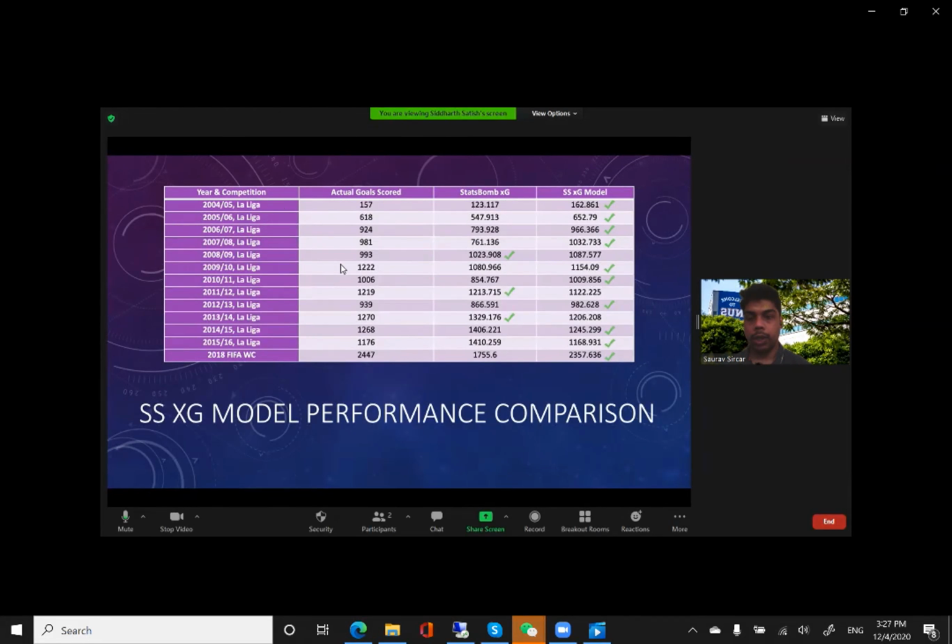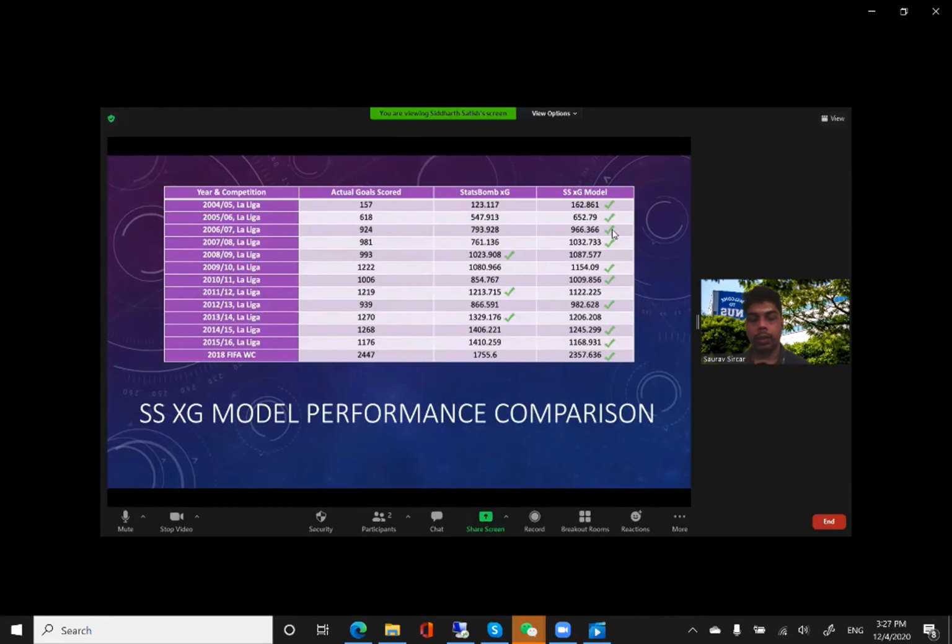The first column in the table talks about the actual number of goals scored from all the shots taken on goal. The second column indicates the predicted XG by the StatsBomb XG model, and the final indicates the predicted number of goals that should have been scored by our model.